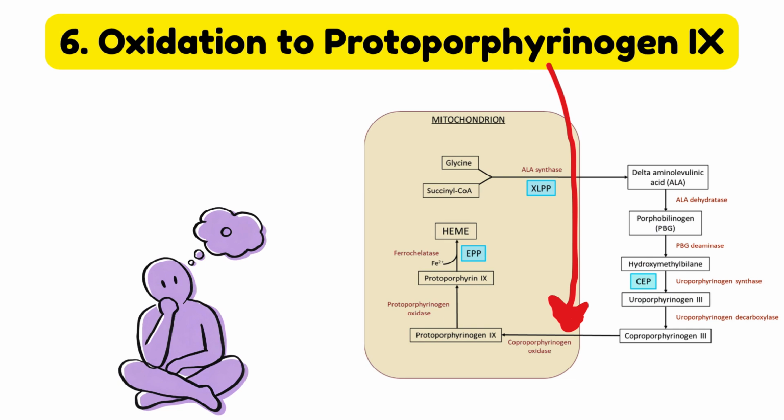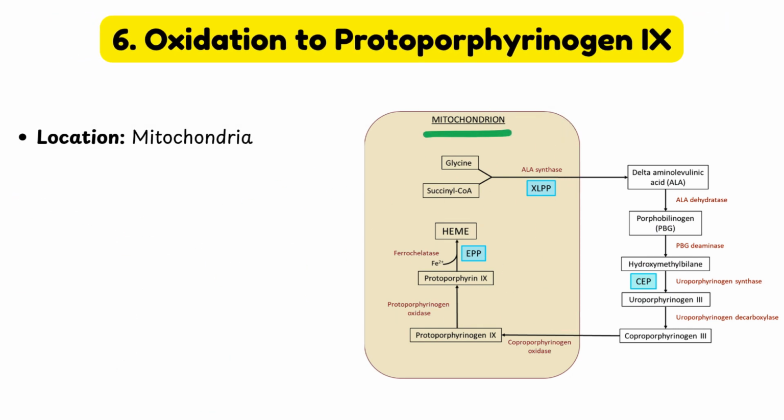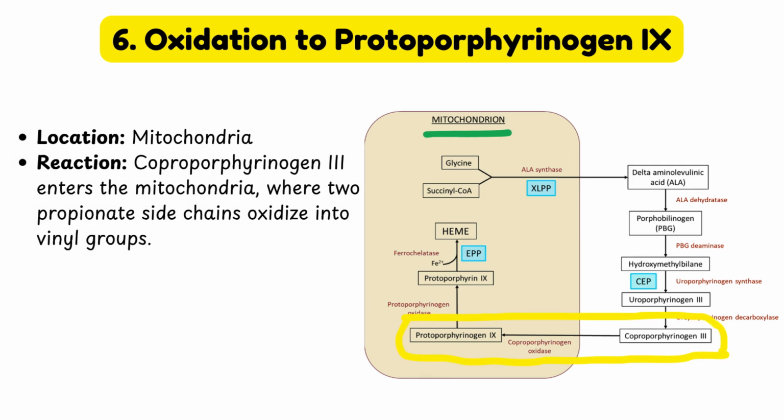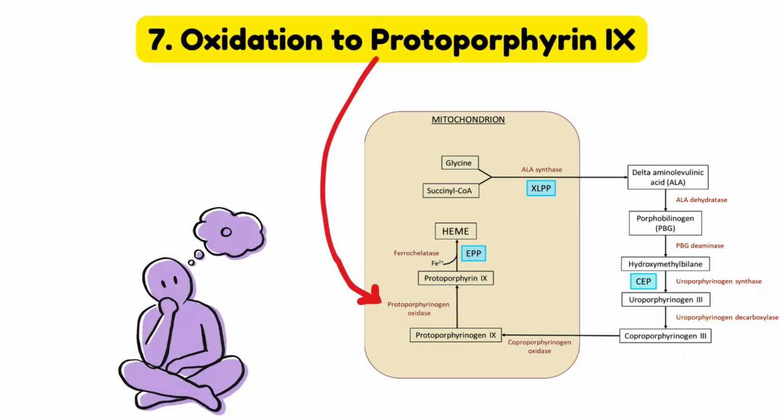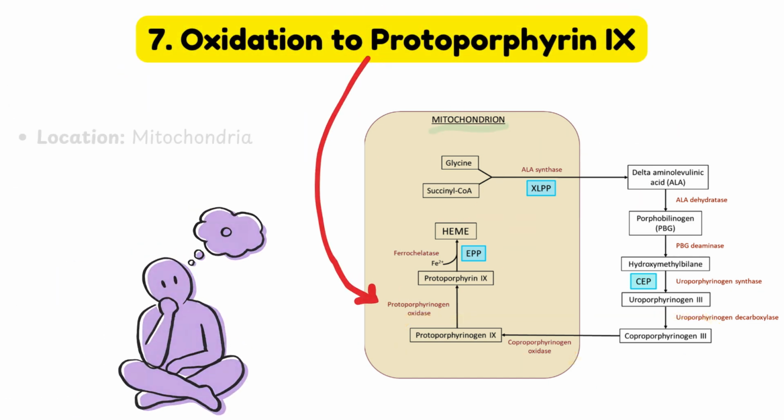Step 6. Oxidation to protoporphyrinogen 9. Now this step also occurs in mitochondria. In this reaction, the coproporphyrinogen 3 enters the mitochondria, where 2 propionate side chains oxidize into vinyl groups by the enzyme coproporphyrinogen oxidase.